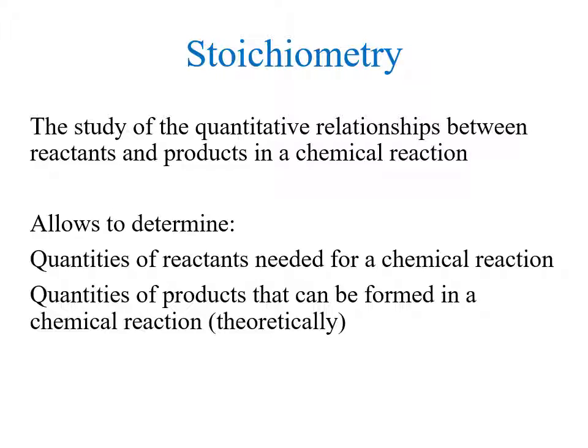Stoichiometry is the study of the quantitative relationships between the reactants and the products in a chemical reaction. We use stoichiometry to determine what quantities of reactants we need for a given chemical reaction, as well as to predict how much product we can form. The amount of product that we can determine is the theoretical amount and does not take into account experimental error.